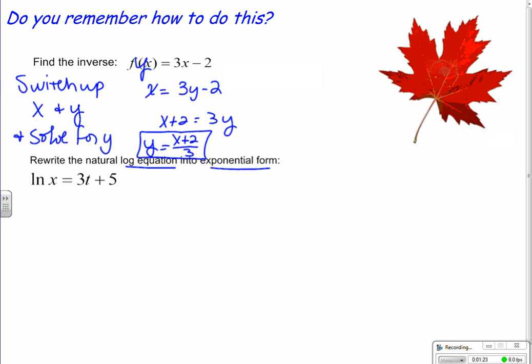We want to write it into exponential form. So I'm going to use that knowledge about e being the base, and it's going to be base to the power will equal this argument that we were taking the natural log of. So I will have e to the 3t plus 5, that's all the power there, equals x. And that's all they ask for, is just rewrite it.